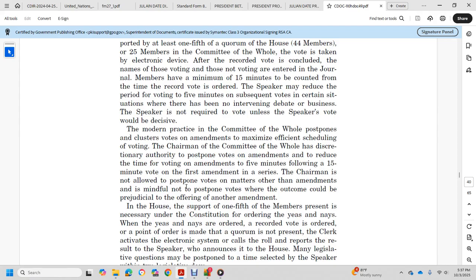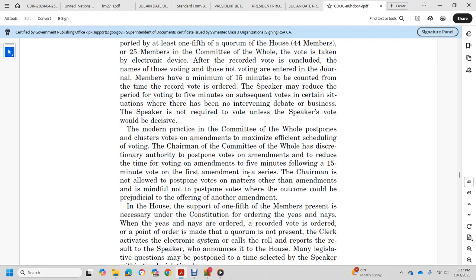The Chairman does not allow the postponement of the votes on the matter of the amendment, as the outcome could be prejudicial to the offering of another amendment. In the House, one-fifth of the members present, with the constitutional ordering of the yeas and nays, can require a recorded vote on a point of order made over the quorum not being present.